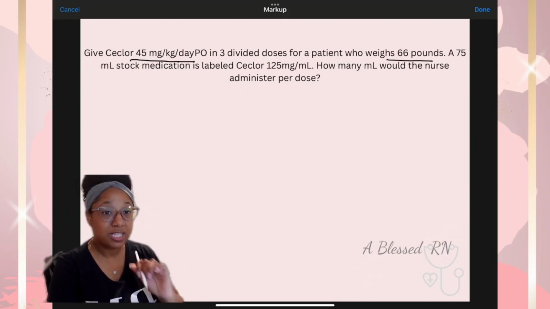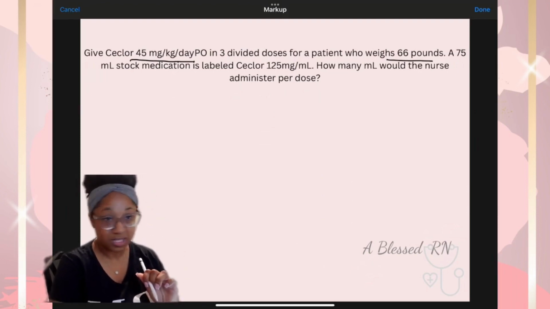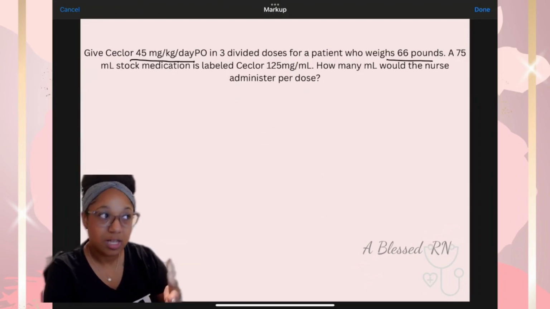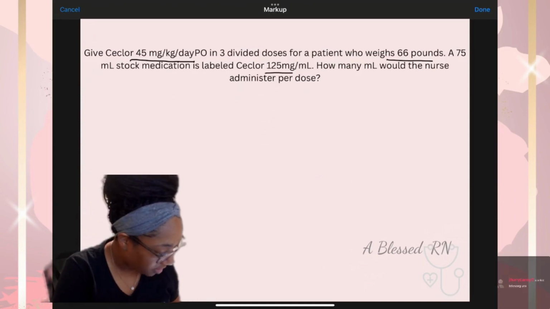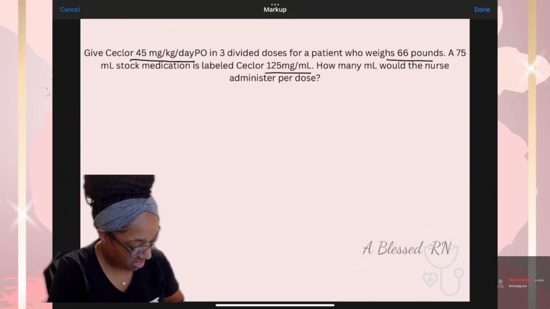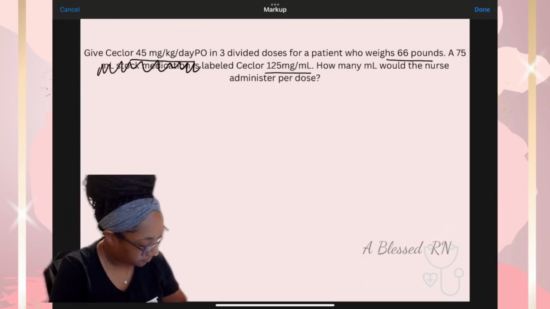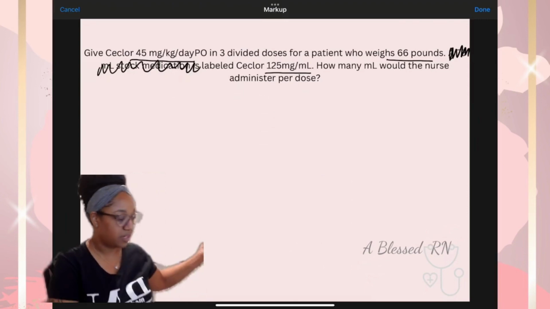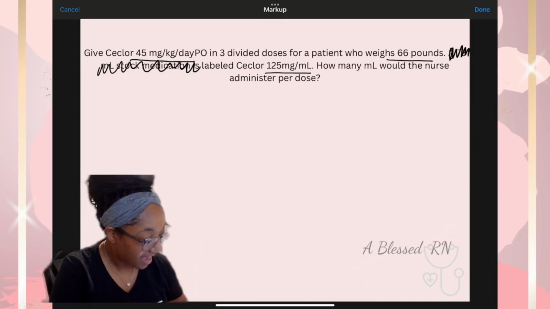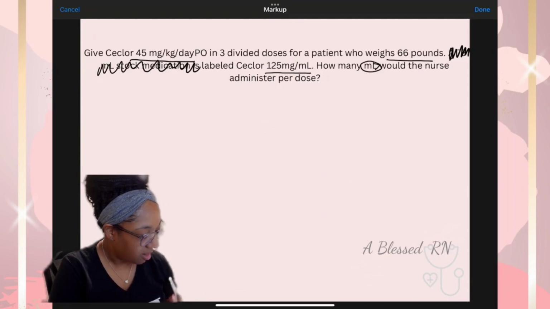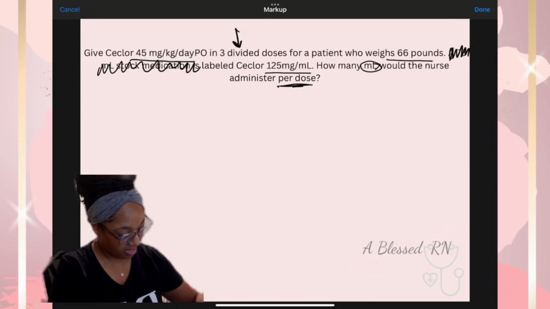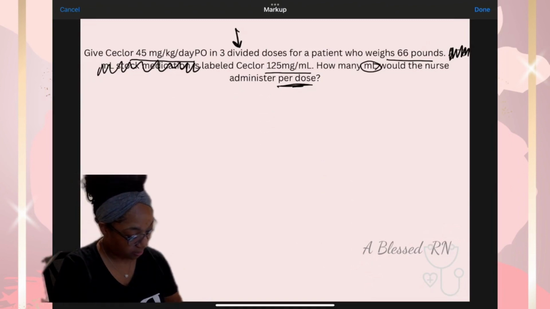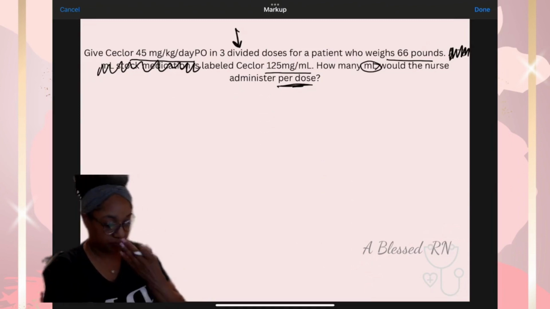All right. So we're not looking for how much is in the whole bottle, because we're not giving our patients the whole bottle of medicine. We need the what? The concentration. So that's going to be milligrams over mL. So this is fluff. It's asking us how many mLs are you going to give in one dose? And then back to this part right here. This says in 3 divided doses, right? Okay, so we note that.